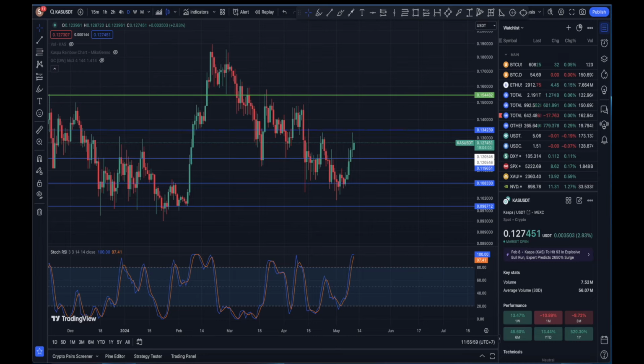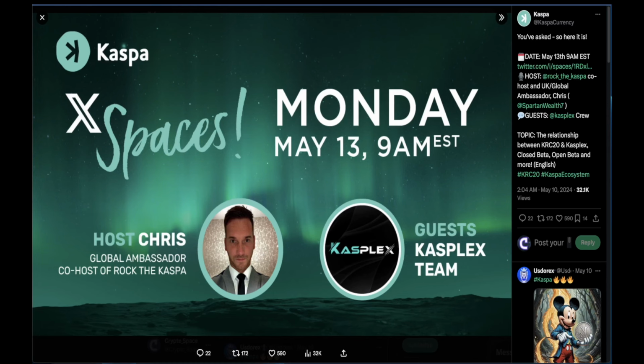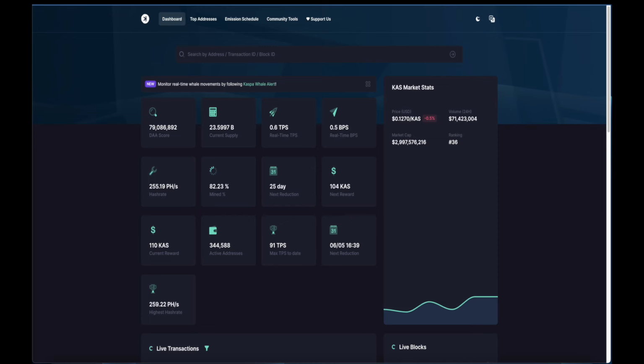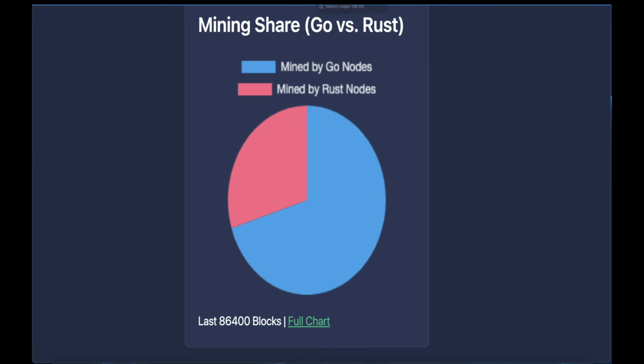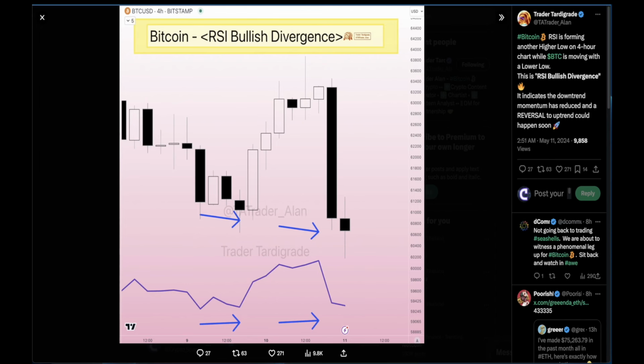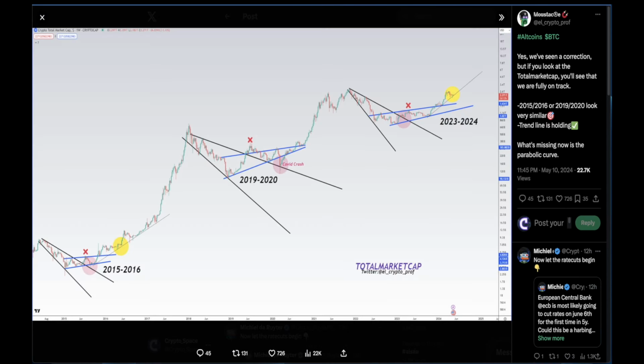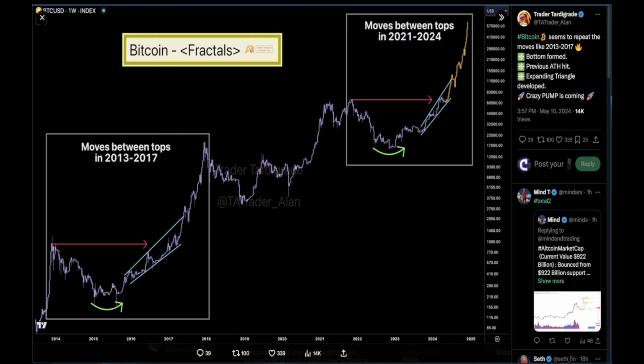So we are going to cover Kaspa, its recent price action. We are going to cover a couple of interesting news and of course metrics for Kaspa. And on top of that, we are going to cover a little bit of news and BTC charts and of course altcoin charts as well.